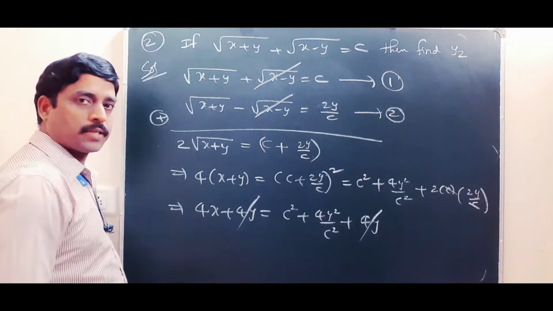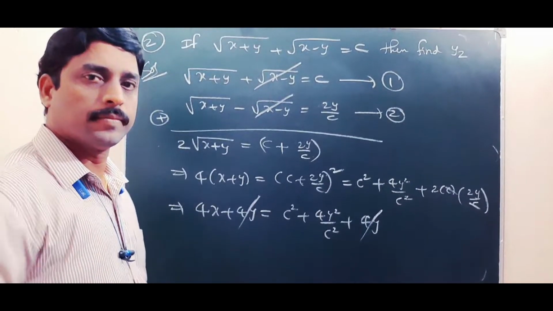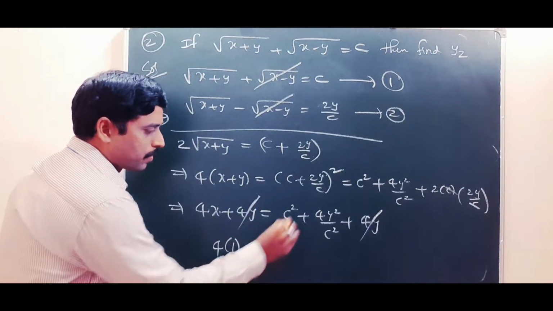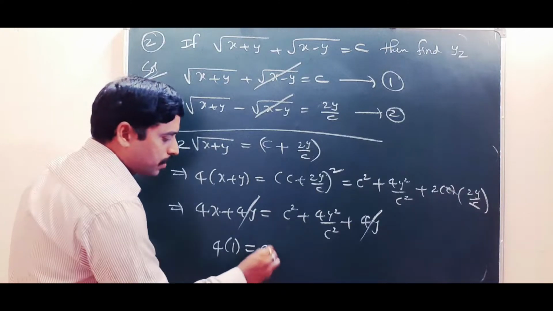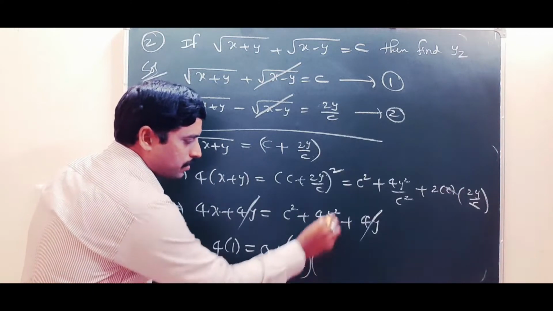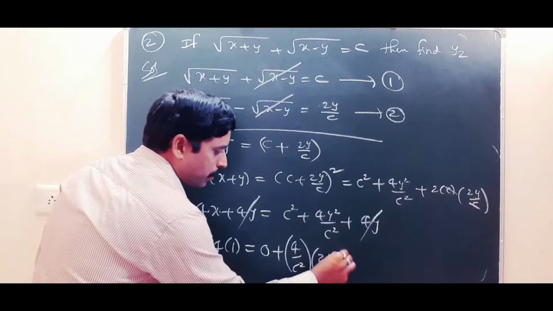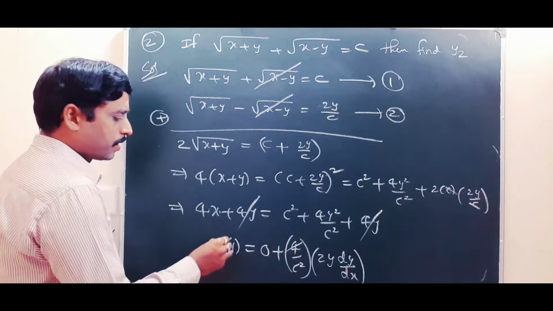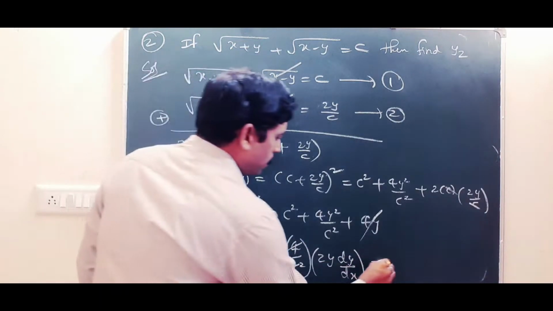Okay, now differentiation with respect to x on both sides. So 4 into differentiation of x will be 1. c square is a constant, so its derivative is 0. 4 by c square is a constant. So differentiation of y square will be 2y into dy by dx. Okay, so on both sides 4 gets cancelled. So dy by dx equal to.